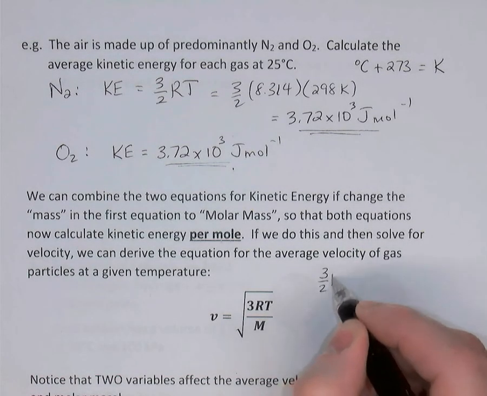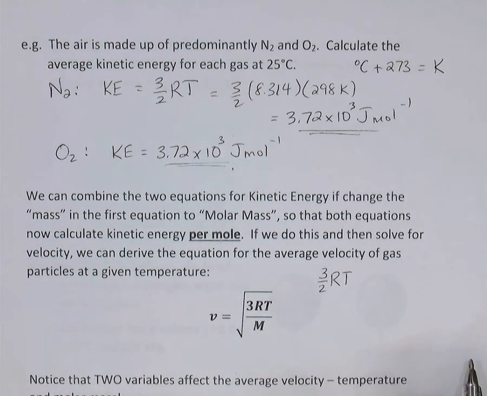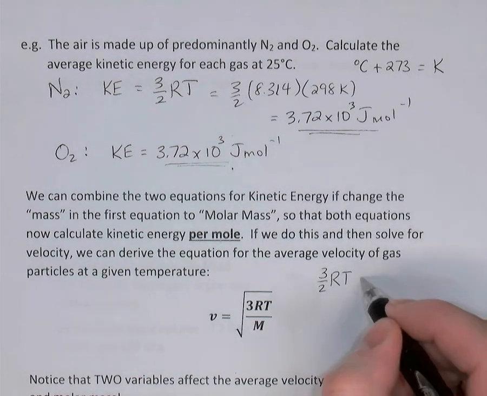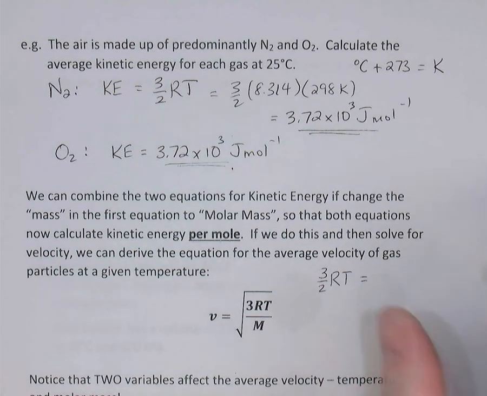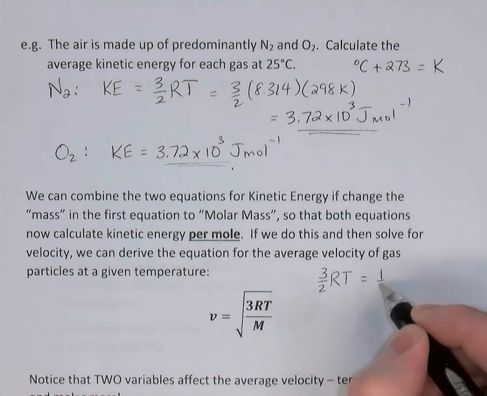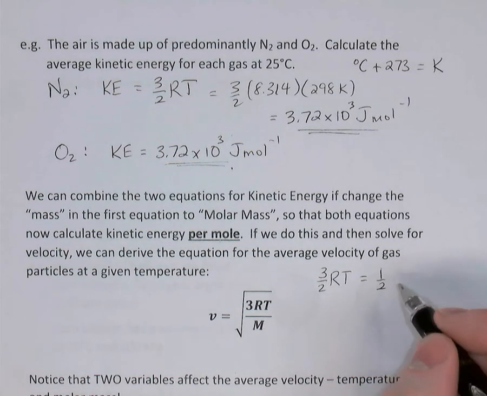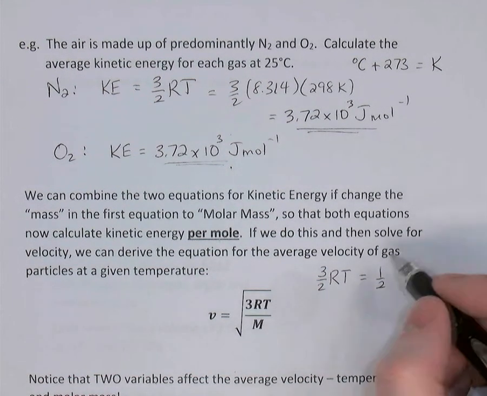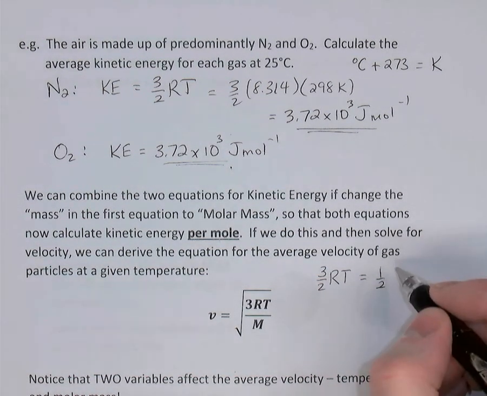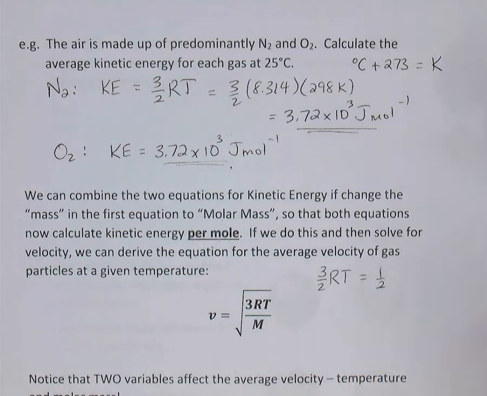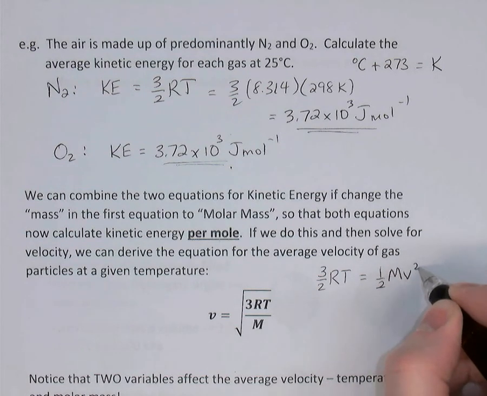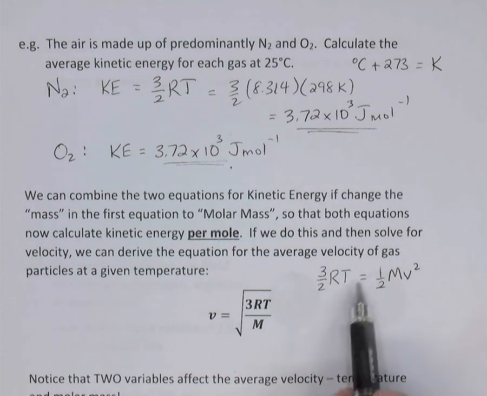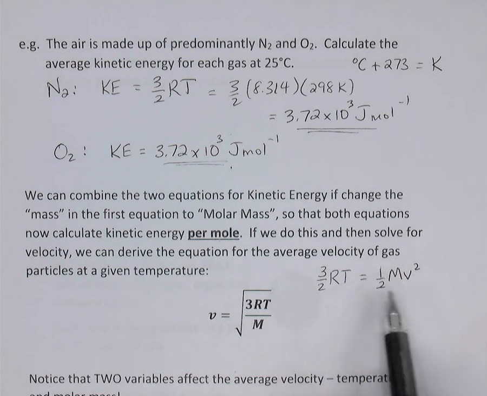The 3/2 RT version of kinetic energy, the chemistry version, was per mole, whereas the 1/2 mv squared version from physics was of an individual particle. So I'm going to play a little game. I'm going to change the mass in the physics version, 1/2 mv squared, from just the mass of an individual particle to the molar mass, which will be the mass per mole of the gas. By switching to a molar mass in 1/2 mv squared, both kinetic energies, the chemistry and the physics, are now per mole.